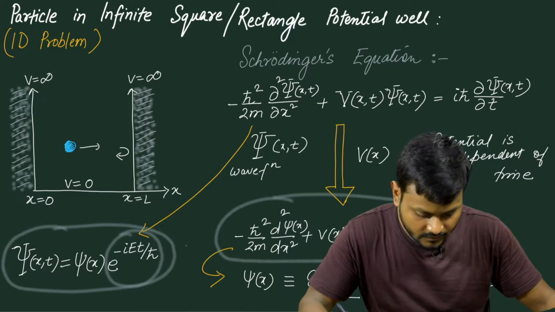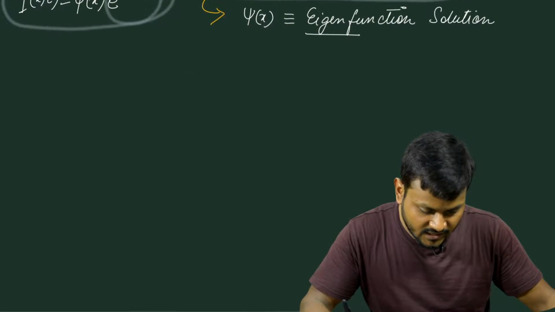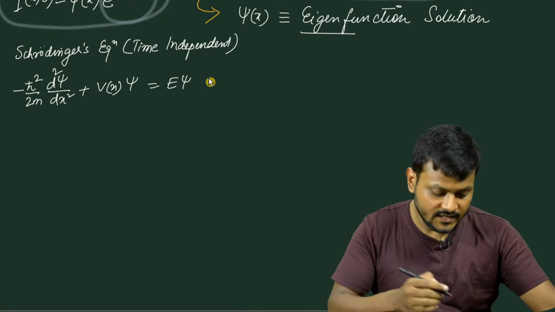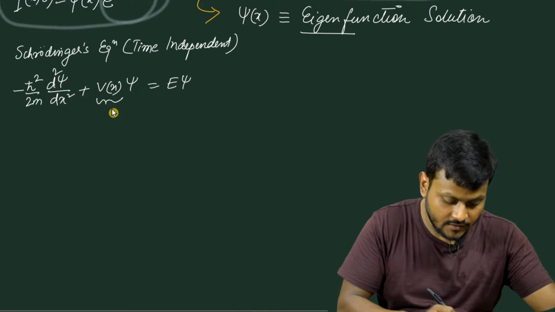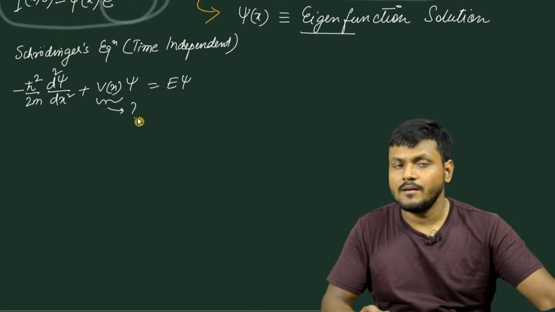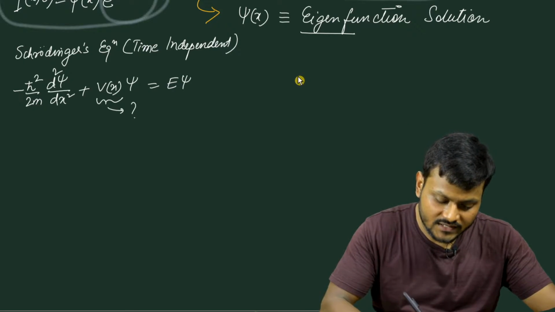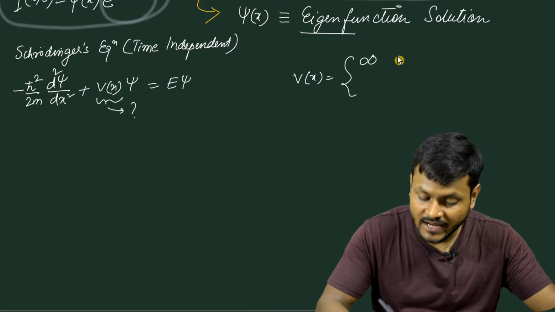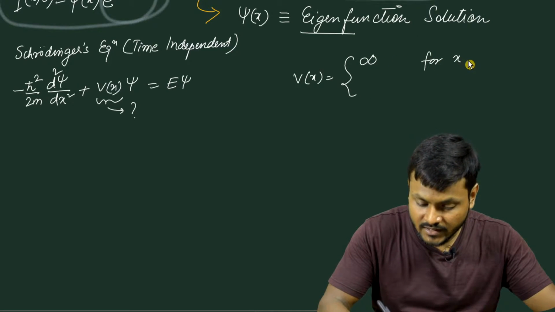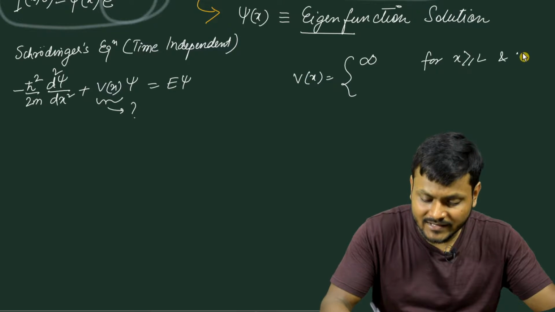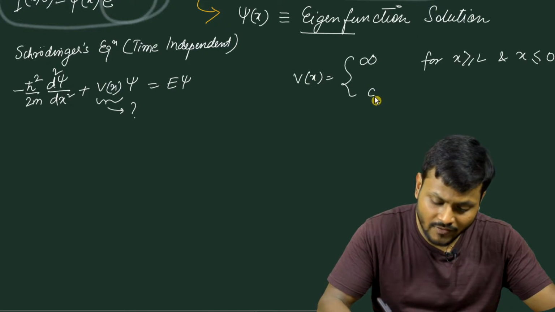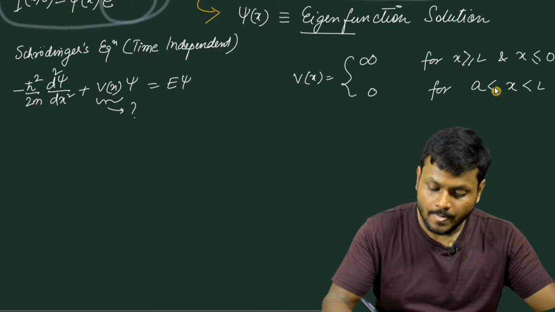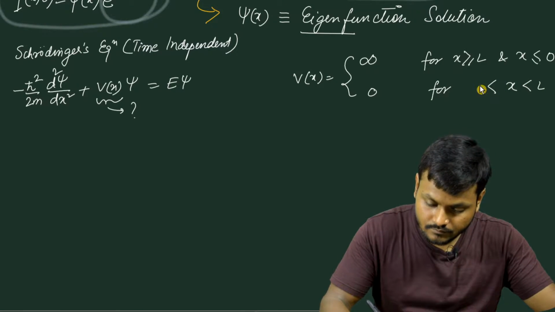So we start with the Schrodinger's time independent form. Now this equation basically contains the potential here, right? So what is the potential? For the sake of definition, we can say that the potential can have two values. It can have infinite values for x greater than or equal to L and x less than or equal to 0, and it has 0 values for x less than L and greater than 0.